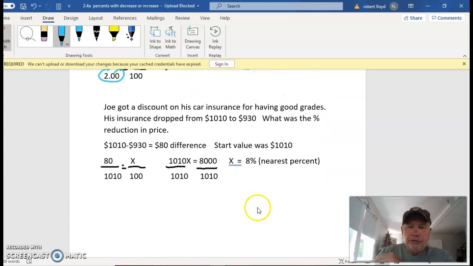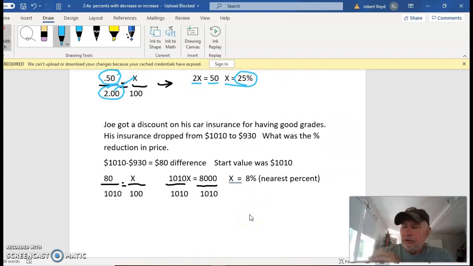Let's take one that goes the other way. So Joe got a discount on his car insurance for having good grades, and insurance went down from $1,010 to $930. What was the percent of reduction in price? So we take the difference between the two values, and that was 80. And the starting value was 1,010.